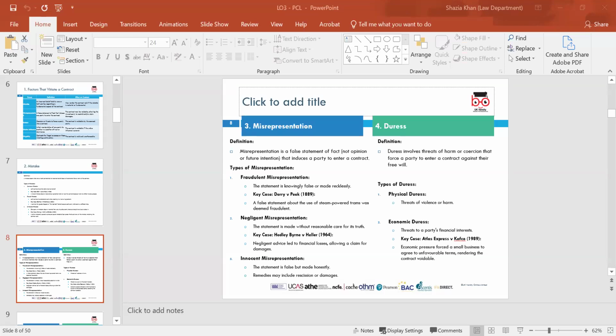You have economic threats, and the threat here is to damage a business or person financially, and it's a common form of duress, and the court will consider each case involving duress according to its individual circumstances. So they will take that into account. And the case in regards to that was the case of Atlas Express and Cafco, 1989, where it looked at economic pressure forced a small business to agree to unfavorable terms, rendering the contract voidable.